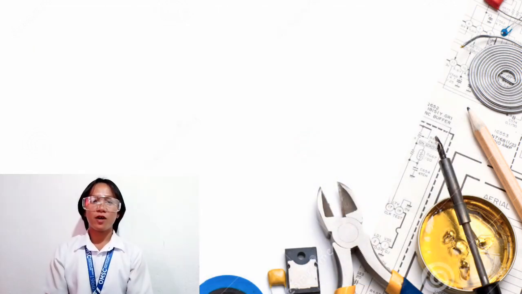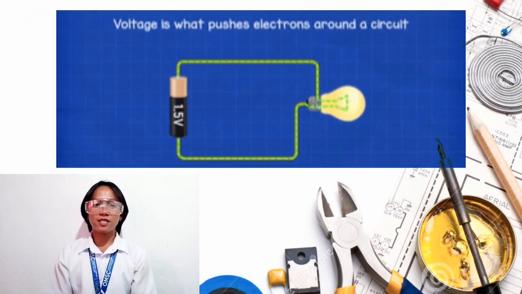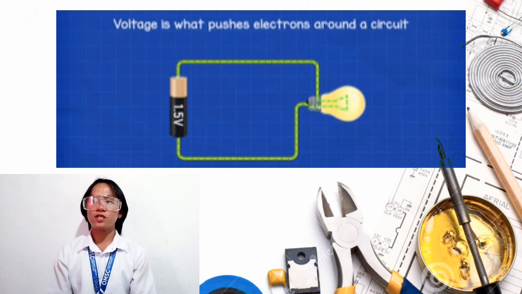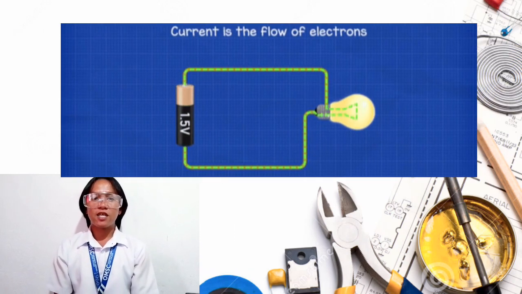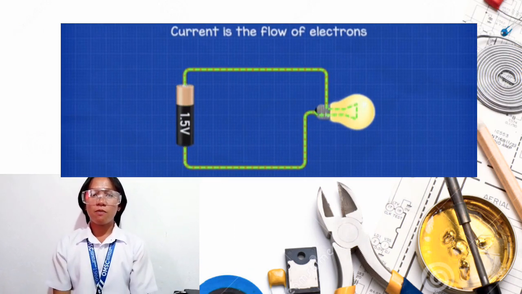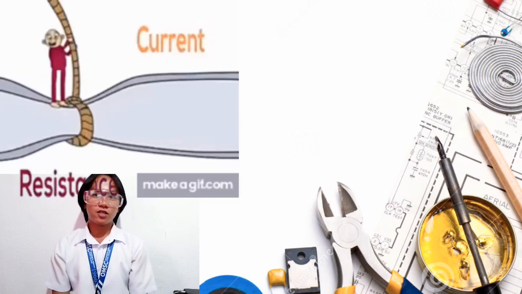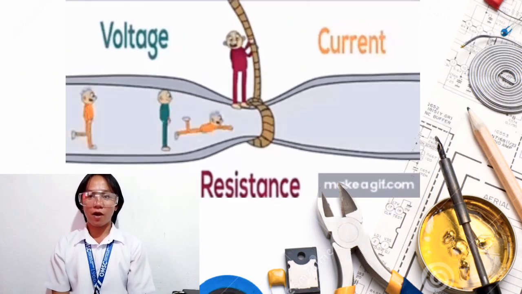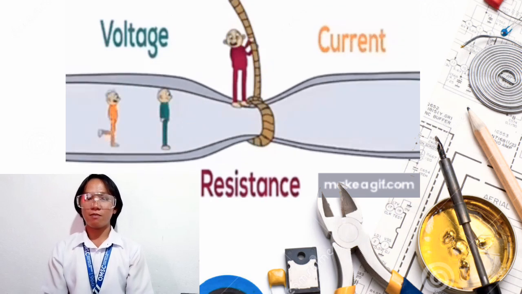Before working with electronics, we need to understand some key terms. So first, we have voltage. Voltage is the electrical potential difference. It's what pushes the current through the circuit. The second is current. Current is the flow of electrons in the circuit. Third is resistance. Resistance limits the flow of current, protecting components from damage.